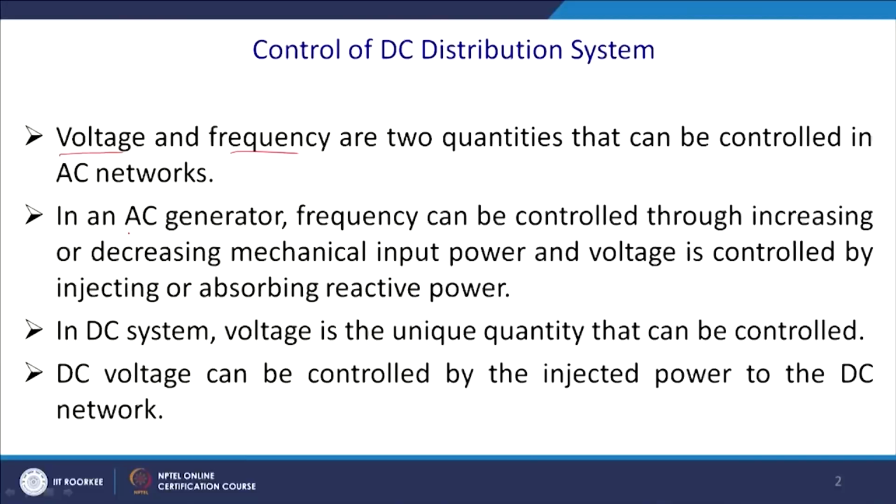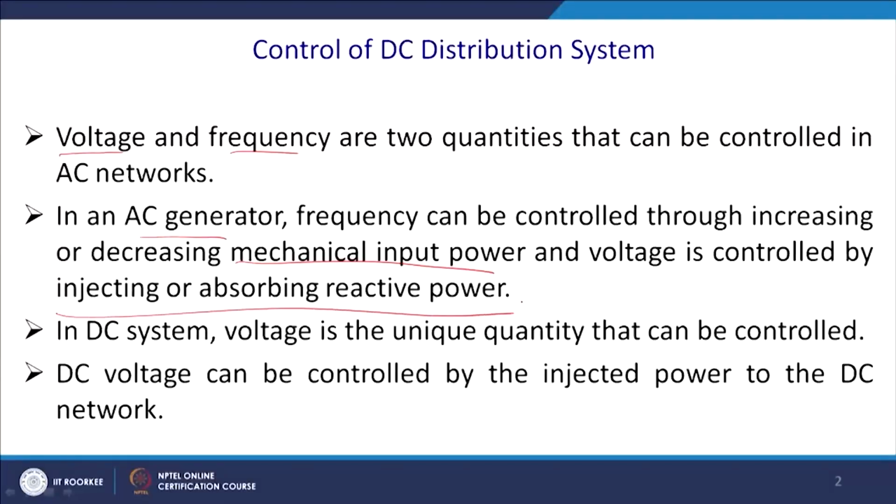And in an AC generator, frequency can be controlled by increasing or decreasing the mechanical input power. That is easily possible, because once you want to increase the real power, you have to increase the mechanical input. Once you want to control the Q, you change the excitation. So, by changing the excitation you control the voltage, by changing the mechanical input you control the frequency, and that will be reflected in the change in the real power.